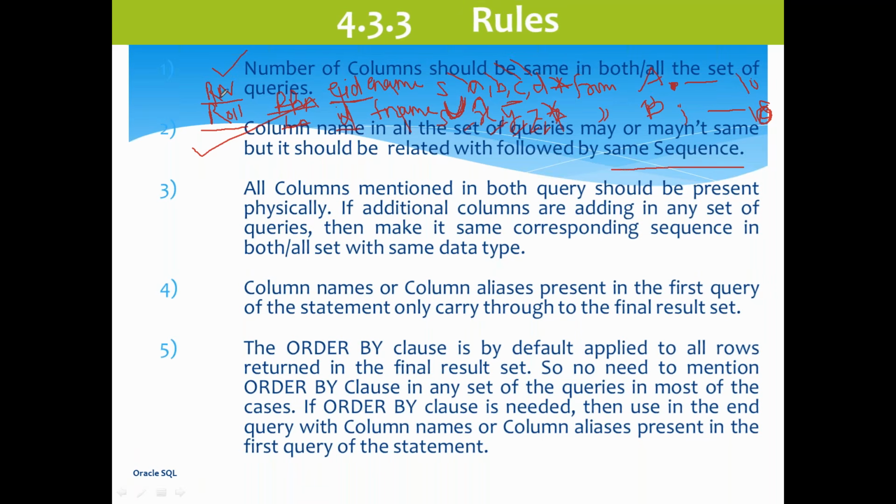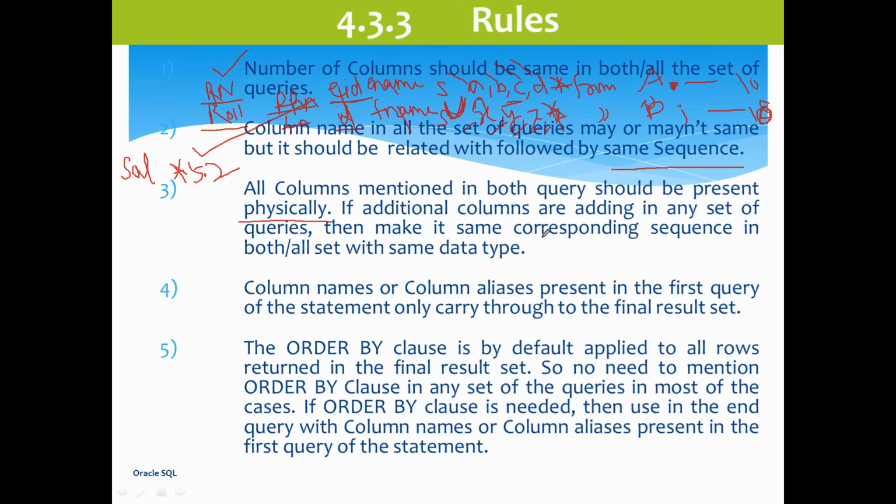The third rule is that all columns mentioned in both queries should be present physically. The columns we mention here should be present physically in this table. It is not like a salary column is there and we take salary multiplied by 5.2. This is not physical, this is logical. We are calculating something using one table. So whatever columns we mention should be present physically.